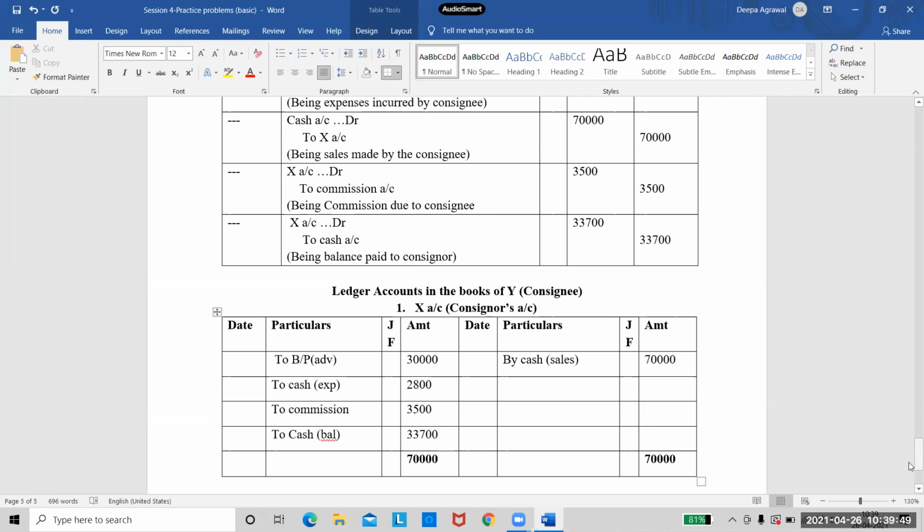So every time the same 5 transactions will be there in consignor's account and the same 5 journal entries will appear in the books of consignee.